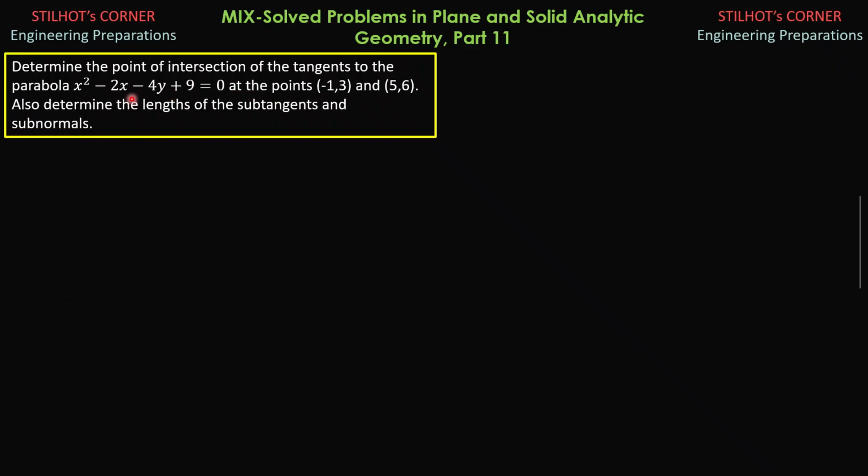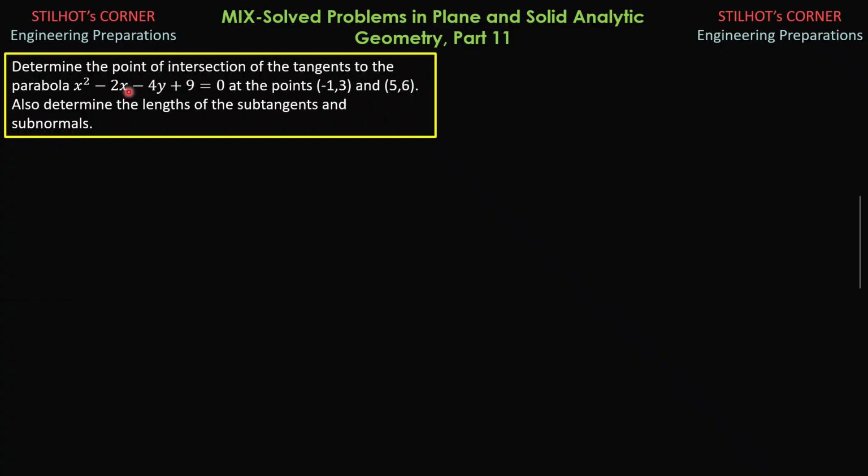So this is a parabola because there's only one second degree term that is squared. And the points of tangencies are (-1, 3) and (5, 6). Actually, if only one coordinate is given, you can find the other. For example, when x is -1, you can solve for y and it should be 3. When x is 5, you can solve for y, which is 6. And you can verify that these points are on this parabola.